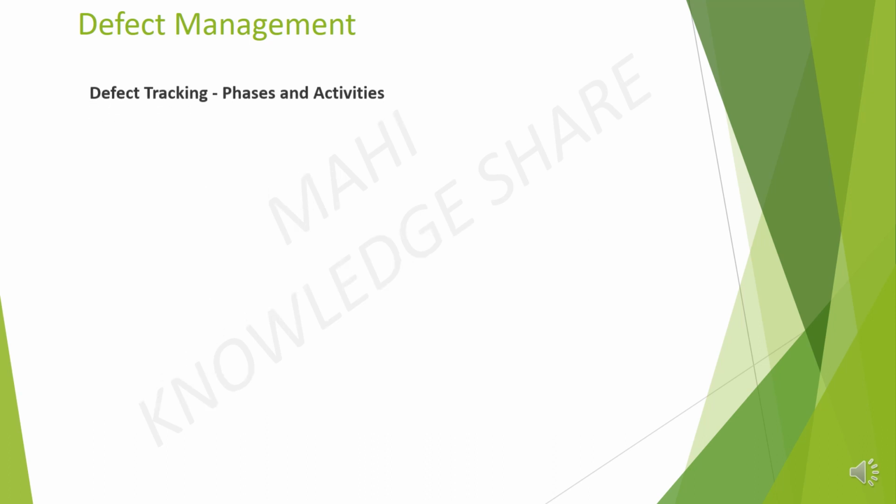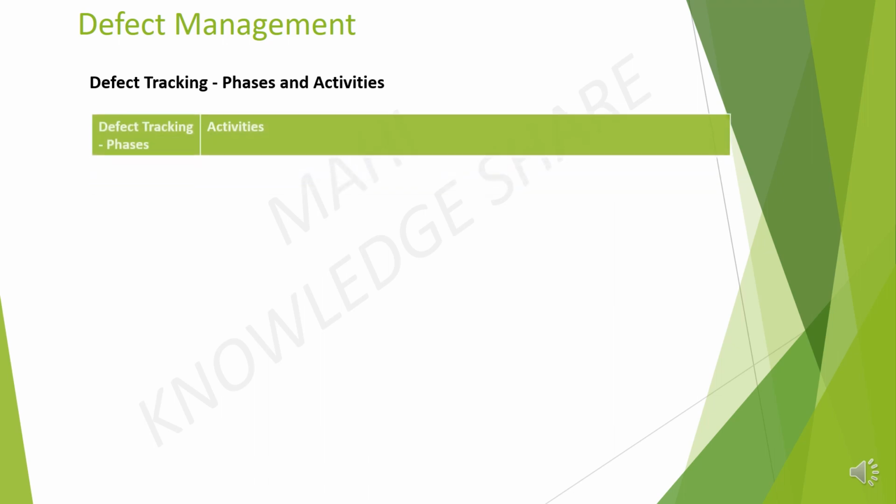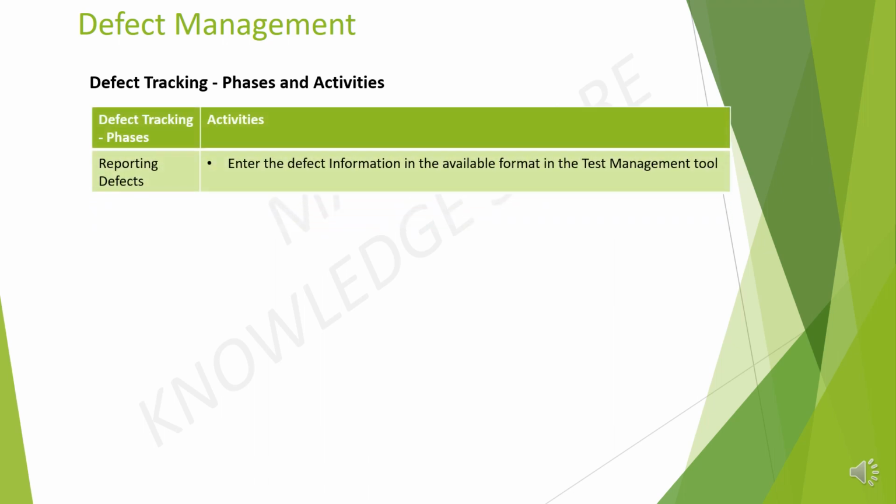Defect tracking phases and its related activities. First, reporting defects. The activity to be performed during the defect reporting phase is to enter the defect information in the available format in the test management tool.